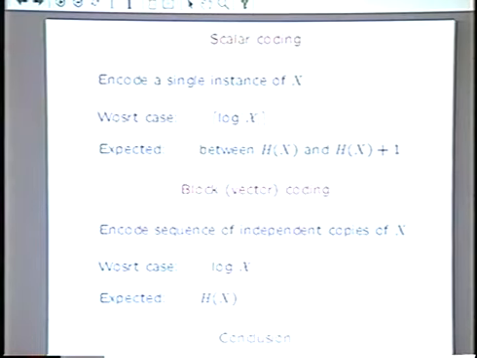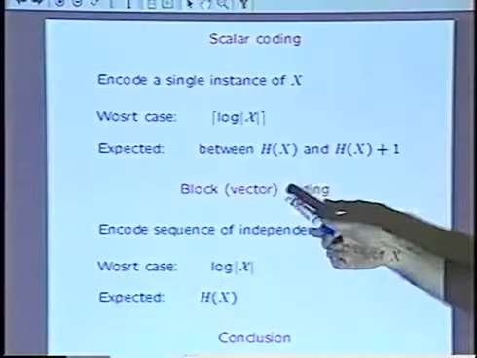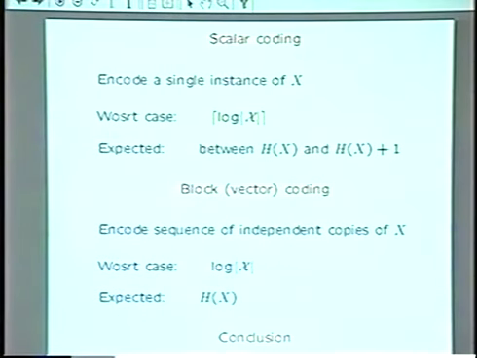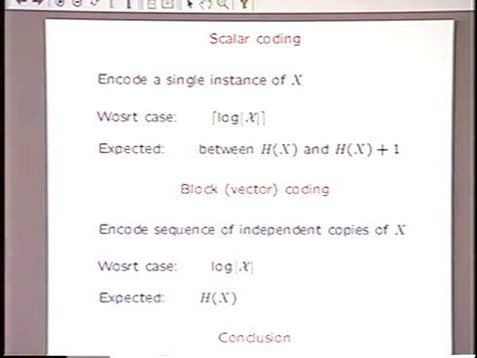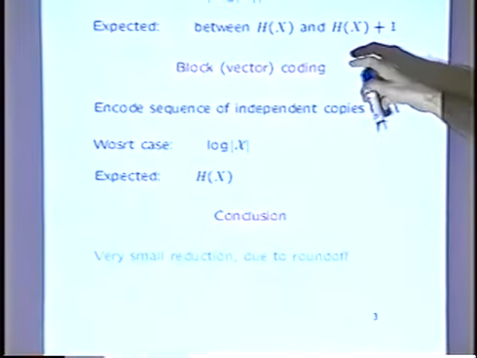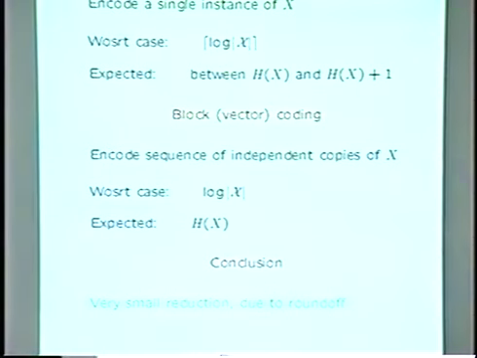Okay. Now you can talk about coding a single instance of x, and that's what we call scalar coding, or coding a large number of copies of x, which is called block coding or vector coding. Okay? So when you talk about scalar coding, you want to encode just one instance, and then in the worst case, you need log of the number of values that x could take, log of the cardinality of the support set. Let's assume it's distributed over all x. And the expected number of bits you need is somewhere between the entropy of x and 1 above that, and you can achieve that using Huffman coding.